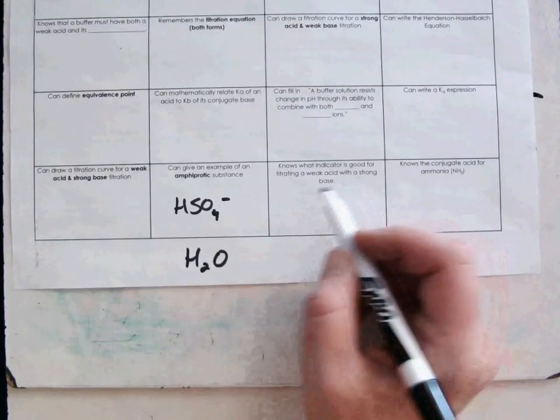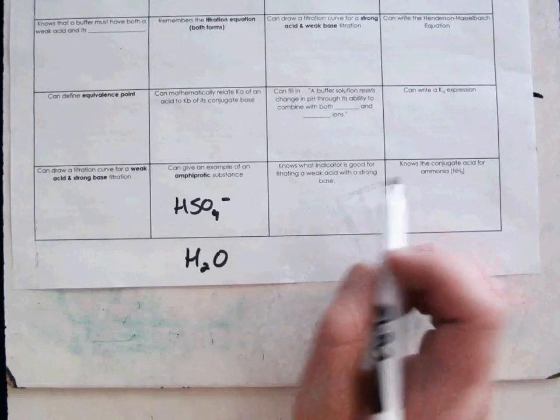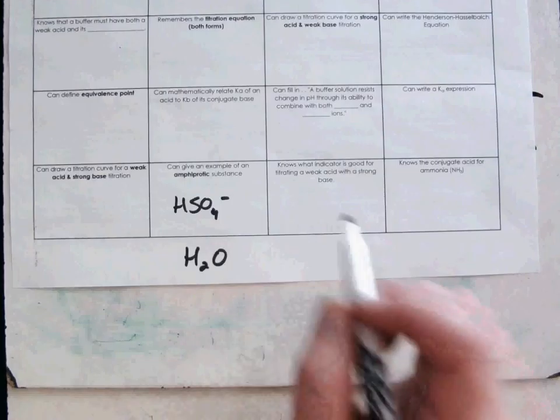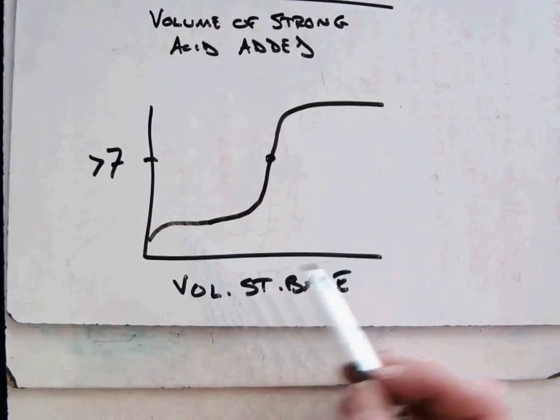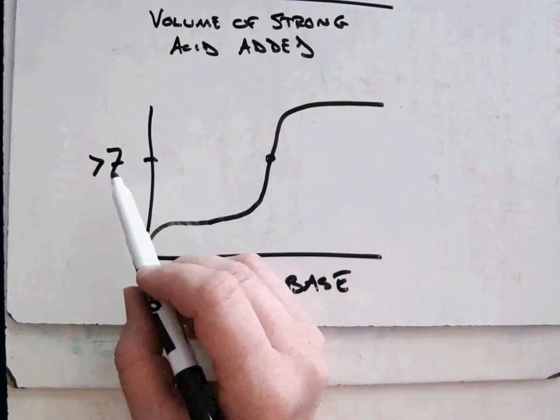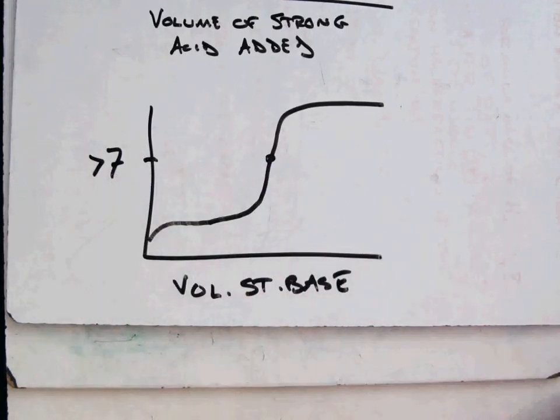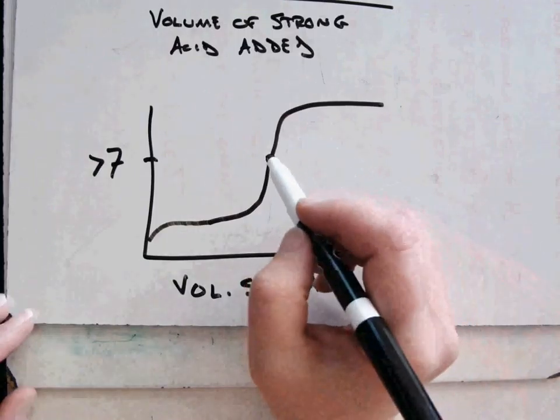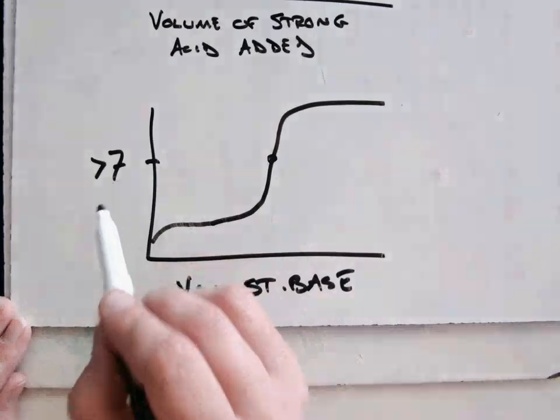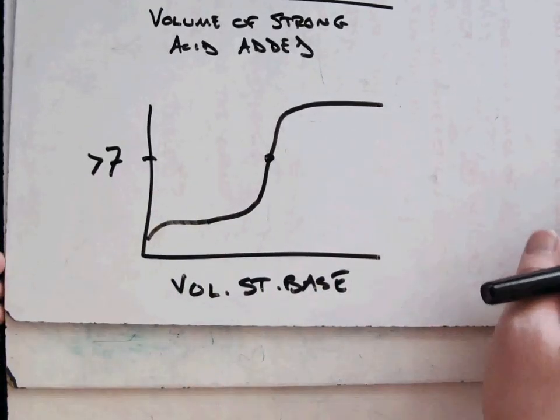Okay, an indicator that is good for titrating a weak acid with a strong base? Gotta go with phenolphthalein. Here's why. Weak acid, strong base, your equivalence point is going to be a little bit greater than 7. Phenolphthalein changes from 8 to 9, and it just barely starts to change at 8. So that's why it's good, because your equivalence point is not actually at 7. It's a little bit greater than 7.